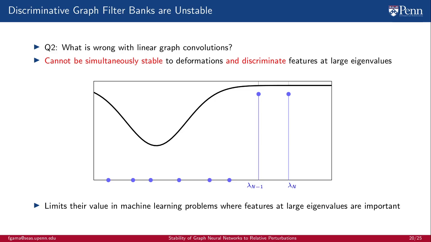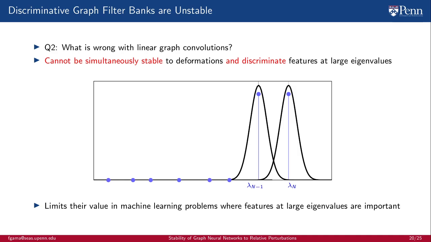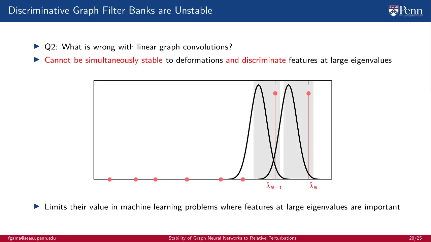The problem with linear graph convolutions is that they cannot be simultaneously stable to deformations and discriminate features at large eigenvalues. We see here that if we want to discriminate between these two signals, one whose whole energy is located at lambda n-1 and the other one whose whole energy is located at lambda n, then we need filters that are narrow to separate both frequencies. But when we have a small perturbation, because the eigenvalues are large, they will fall outside of the passband in the perturbed graph, yielding an output of 0. This limits the value of linear filters in machine learning problems where features at large eigenvalues are important.